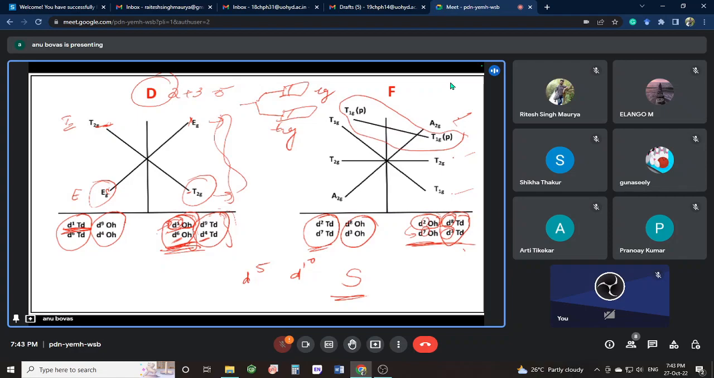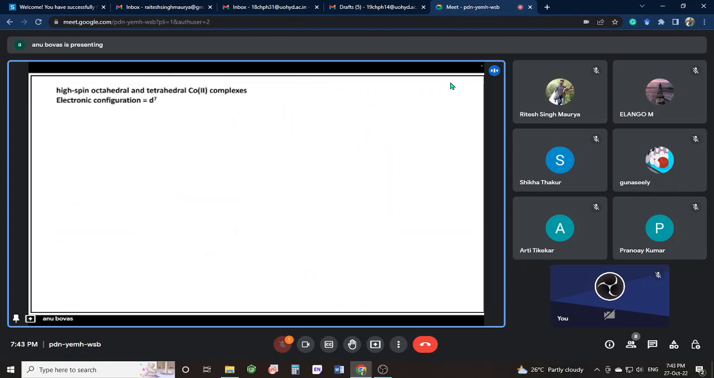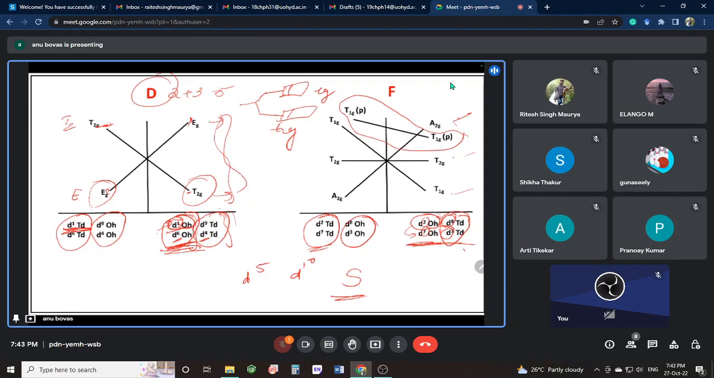Okay, now if we know the orgel diagram, we can directly know the answer. For Co2+, the electronic configuration is D7. D7 octahedral and tetrahedral they have asked. So in D7 octahedral and tetrahedral, which is the ground state? That means among the three states A2G, T2G and T1G, which will be the ground one in octahedral and tetrahedral? That is what they have asked. So in octahedral, what will be the ground state? T1G. T1G, correct. And in tetrahedral? A2G. In tetrahedral, it will be A2, but G will not be there. In tetrahedral, you should not write G. Okay?